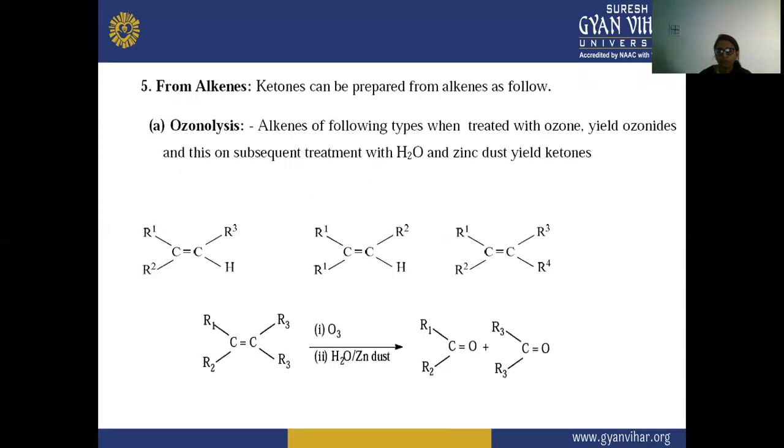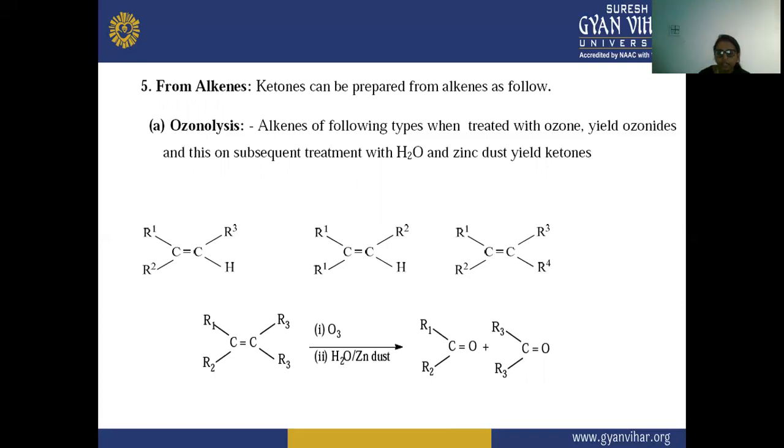Now, ketones can be prepared from alkenes as follows. The first reaction is ozonolysis. In this, alkenes of the following types, when treated with ozone, yield ozonides, and on subsequent treatment with H2O and zinc dust, these yield ketone.